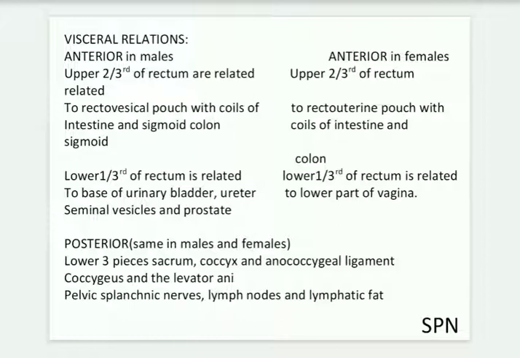Coming to the posterior relations, which are the same in both male and female: the lower three pieces of the sacrum, coccyx and anococcygeal ligament, and also the piriformis, coccygeus and levator ani muscles, and there are pelvic splanchnic nerves, lymph nodes and lymphatic fat. So these are the posterior relations present in both males and females.